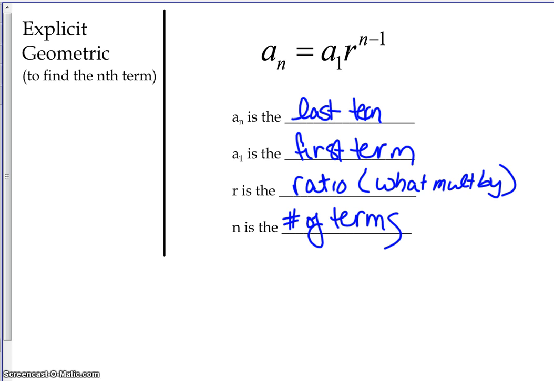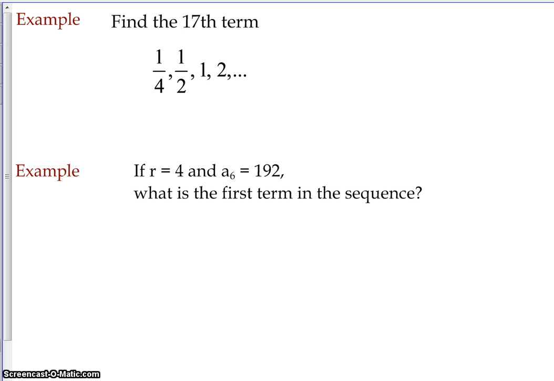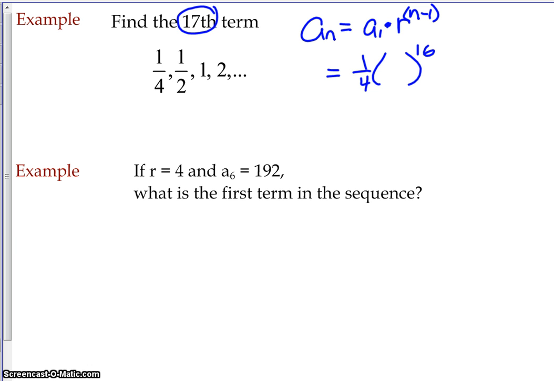So let's put this formula to use. We're going to start with, what is the 17th term? My formula, if you remember, is a sub 1 times my ratio to the n minus 1 power. My first term is 1/4, and then I just need my ratio raised to the 16th power. Why is it the 16th power? Well, if I want to find the 17th term, I go one less than that.